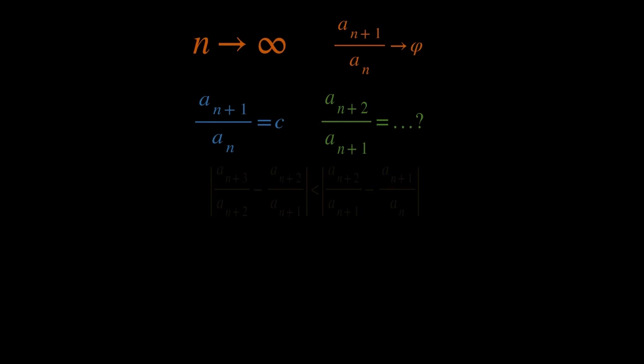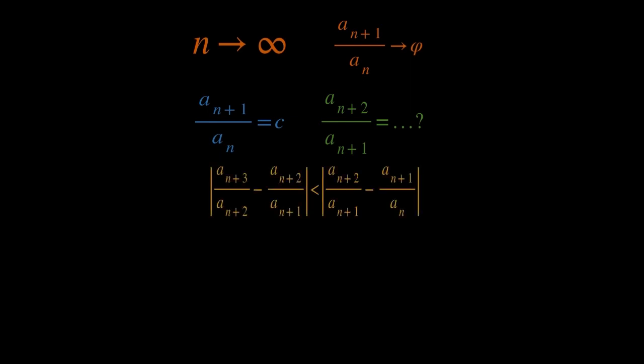And we'll have to prove that the absolute value of a sub n plus 3 over a sub n plus 2 minus a sub n plus 2 over a sub n plus 1 is smaller than the absolute value of a sub n plus 2 over a sub n plus 1 minus a sub n plus 1 over a sub n. Now hang with me on this. I'm gonna explain it in a bit.